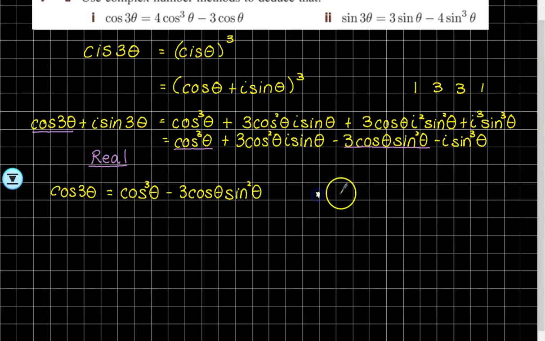Right, so remember that we have sine squared plus cos squared equals 1. So I can rewrite sine squared as 1 minus cos squared, agreed? So we've now got cos cubed theta minus 3 cos theta times 1 minus cos squared theta. I hope I'm starting to see a few smiles out there.